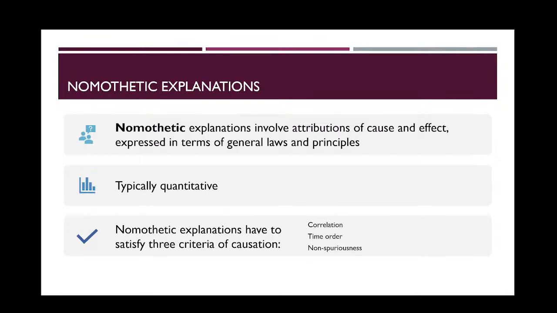Okay, so nomothetic, right? Basically, nomothetic explanations involve attribution of cause and effect, expressed in general laws and principles. So this is, of course, more quantitative. And generally, you're talking about suggesting that there's a correlation, or, if you have a really strong case, that you have causation, but typically we're going to talk about correlation in sociology. But basically, you can say X, whatever it is, causing Y.